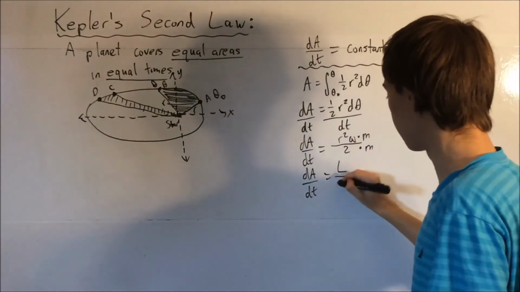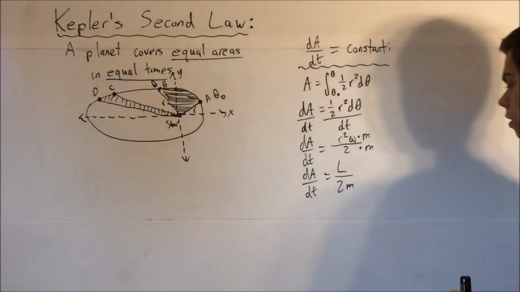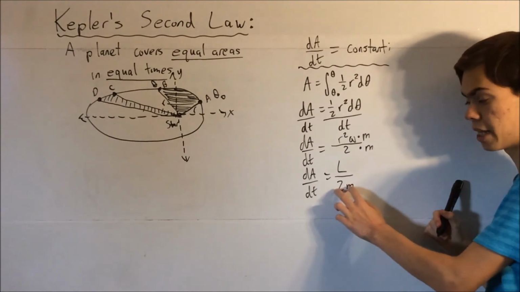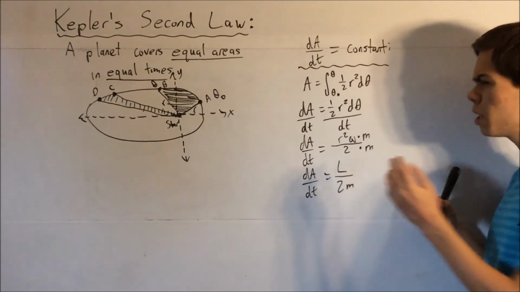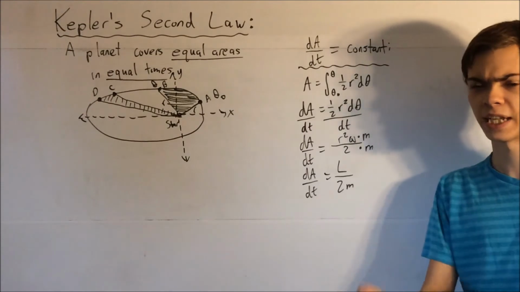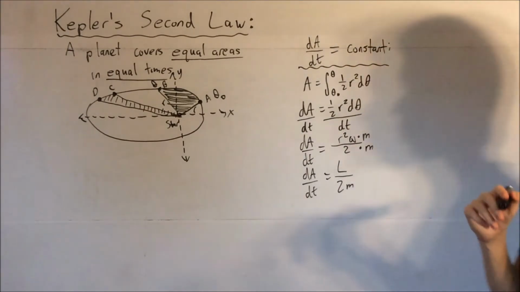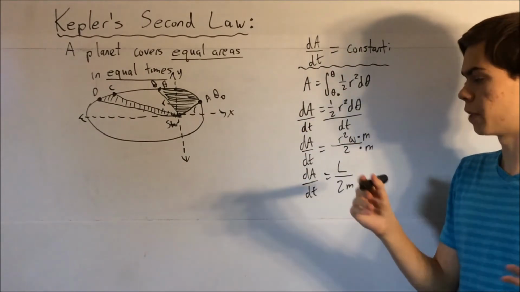And in the denominator, we have 2m. Now, we know that the mass of the planet is going to be constant, so the denominator is constant. But how do we know that the angular momentum of a planet is constant? Now, I'm going to show you why the angular momentum of a planet is constant.